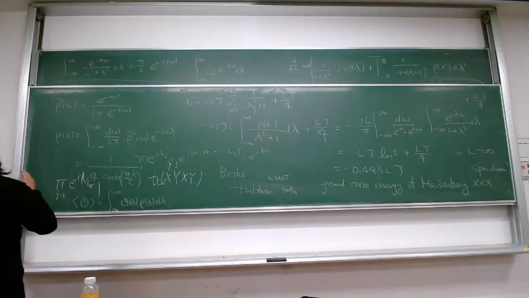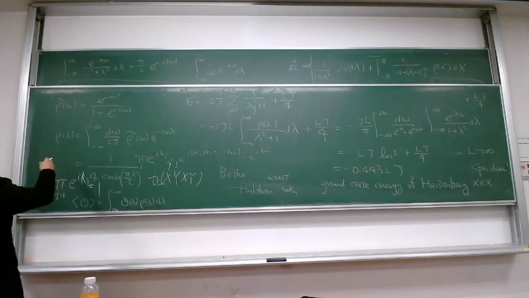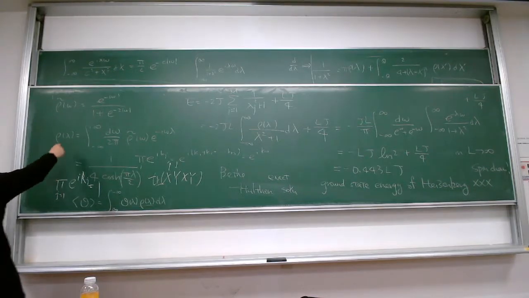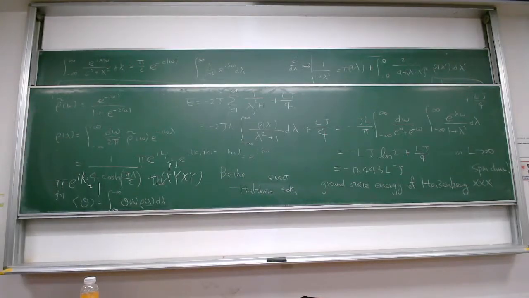Another question is that we're talking about the density of the state. Should we consider the degeneracy, like different combinations of the rapidity lambda that can still give the same energy? No, because it's fermionic. It's fermionic. You cannot take the same state.